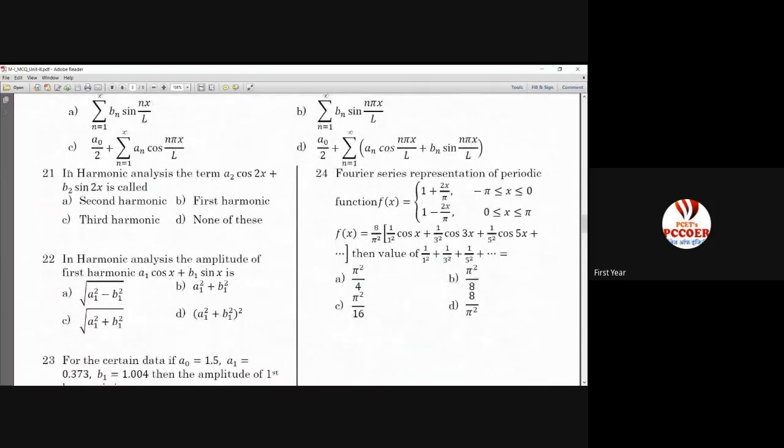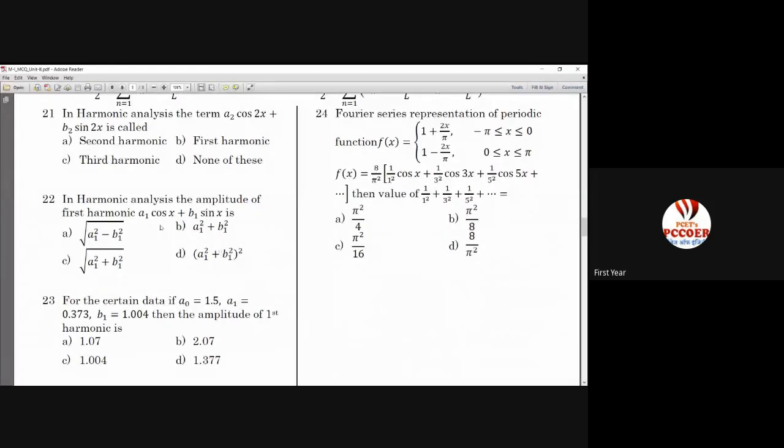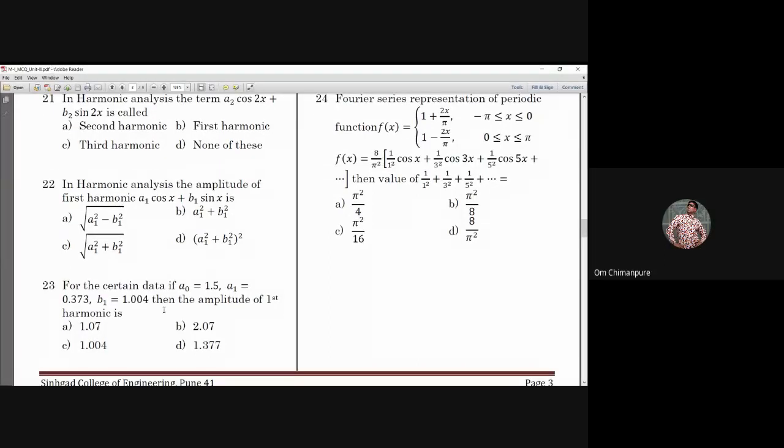Question 21. In harmonic analysis, the term a2 cos 2x plus b2 sin 2x is called second harmonic. And I hope I have given you the formula for amplitude of first harmonic. So what is that? C is the answer.